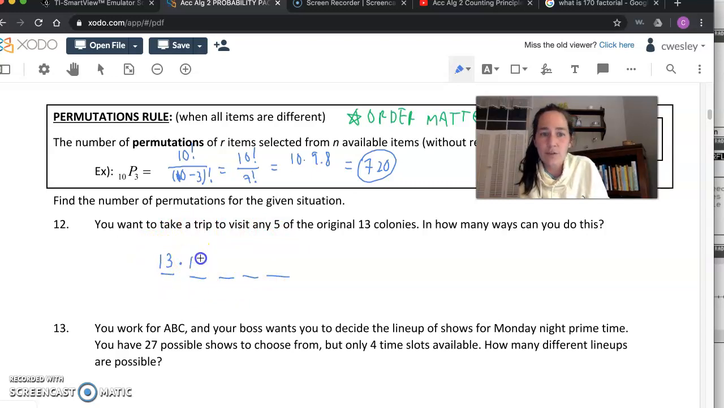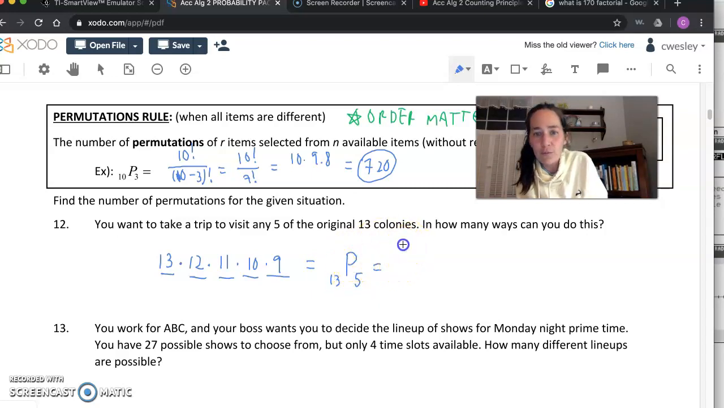Then you've used one, so you have 12 leftover choices. You have 11, 10, and 9. Our counting principle gives us this as the answer. Well, that's the same thing in shorthand as saying you have 13 colonies to choose from. You're going to make a permutation where order matters, and you're picking 5 of those 13 colonies. You're going to do 13P5. According to the formula, that's 13 factorial over 13 minus 5 factorial, so just 8 factorial.